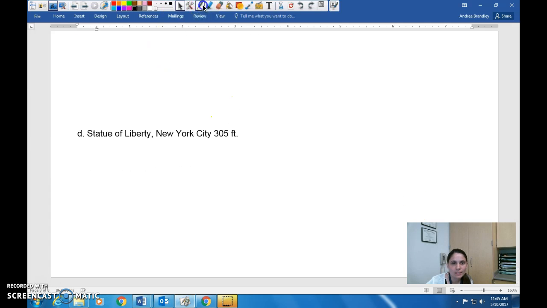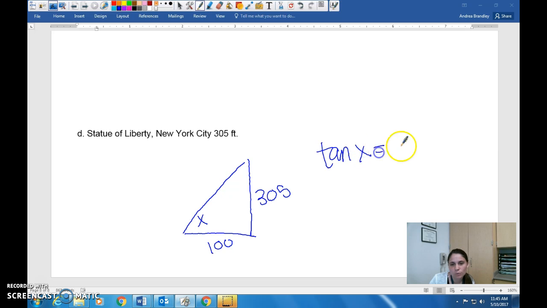The last one is the Statue of Liberty. So the Statue of Liberty is 305 feet tall. We'll say I'm 100 feet away, and I'm looking for that angle of elevation. So I have the tangent of x equals opposite over adjacent. Take my inverse tangent, and I'm left with about 71.8 degrees.